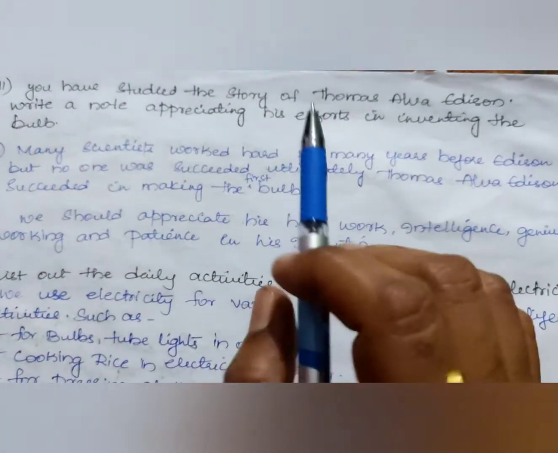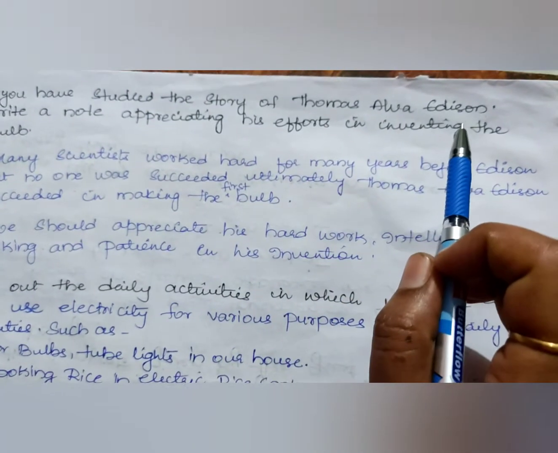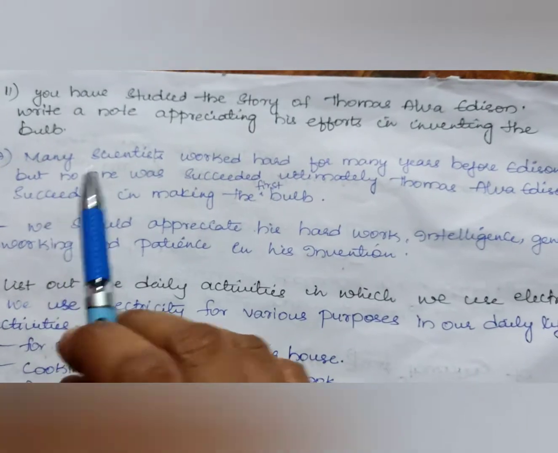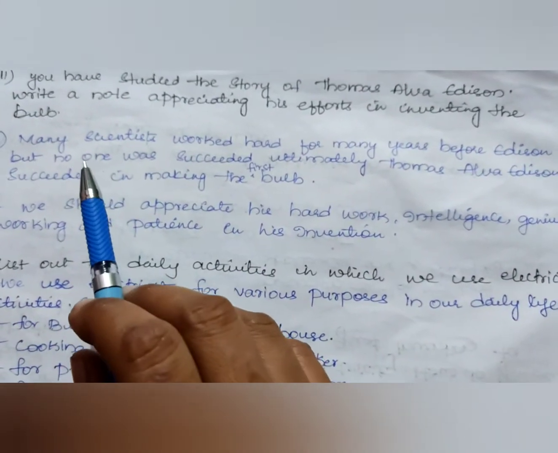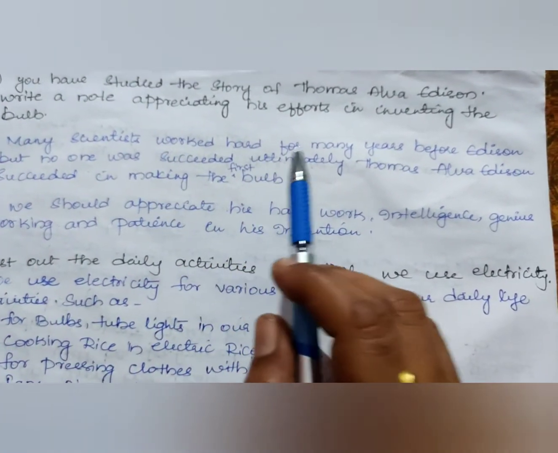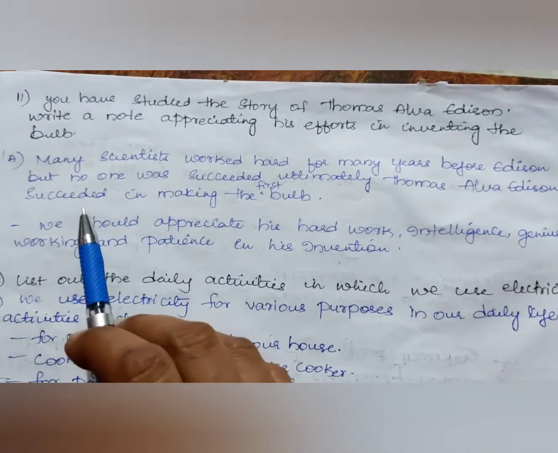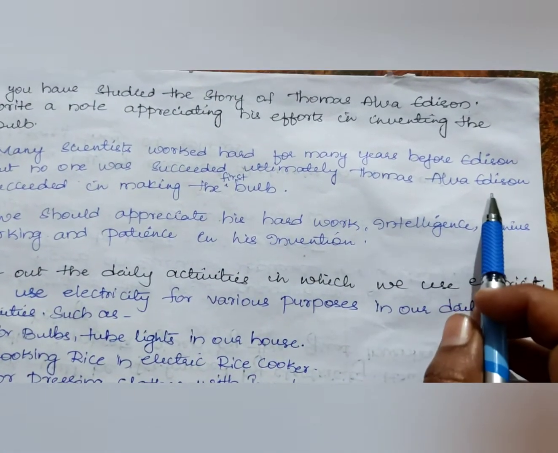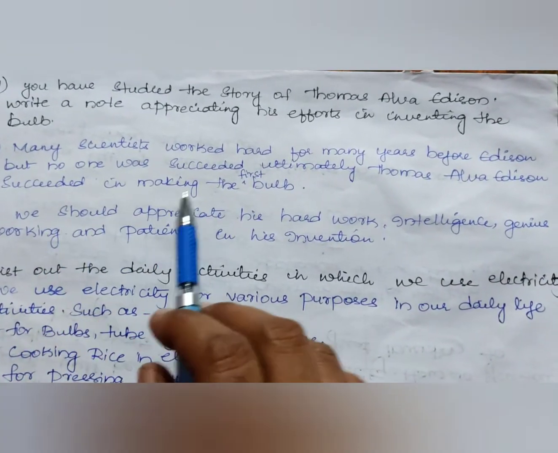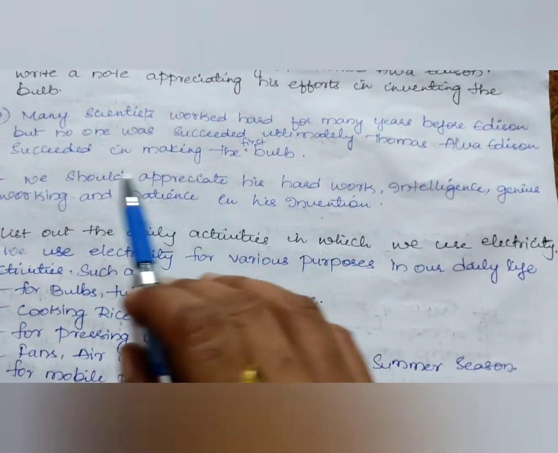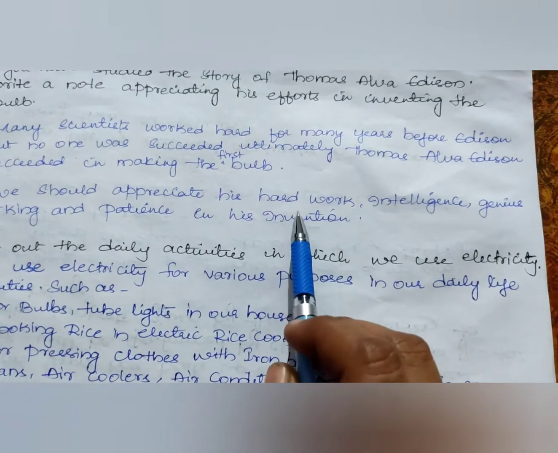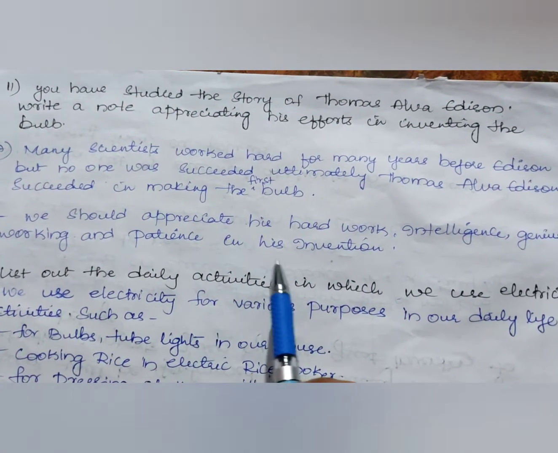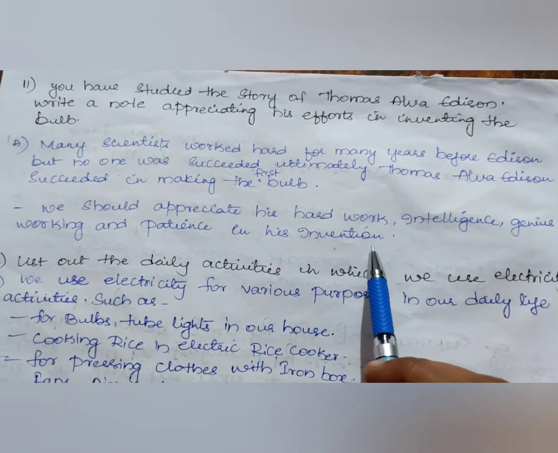So here children, Thomas Alva Edison is the scientist who has invented the bulb. So we should appreciate his efforts. So many scientists worked hard for many years before Edison, but no one succeeded. Ultimately, Thomas Alva Edison succeeded in making the first bulb. We should appreciate his hard work, intelligence, genius, working and patience in his invention.